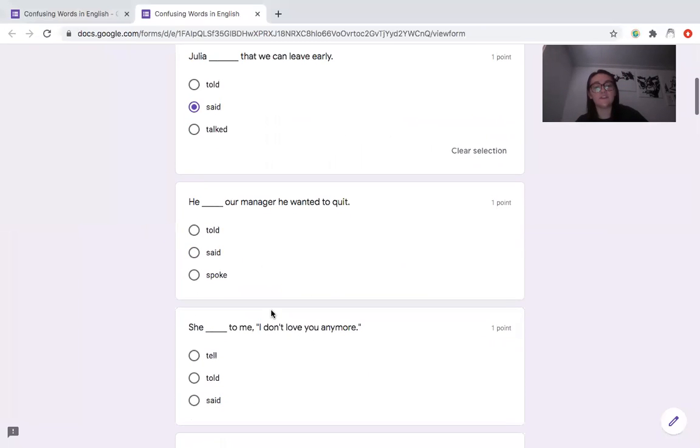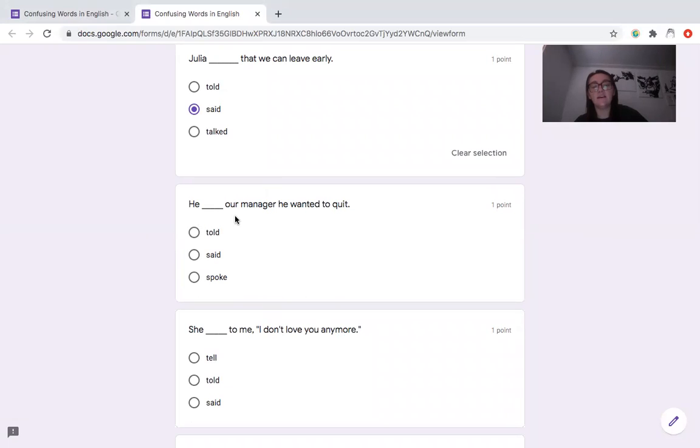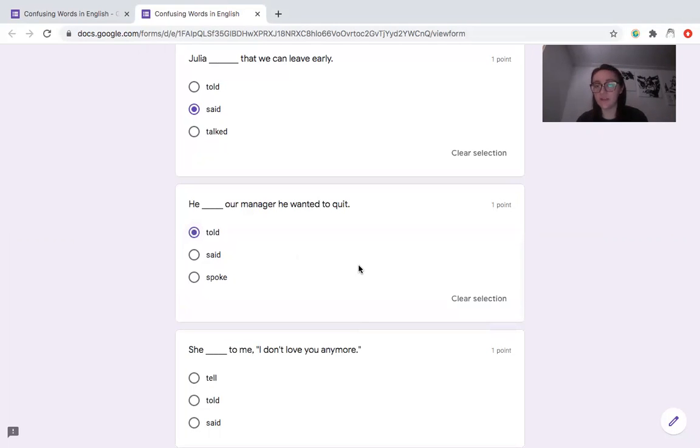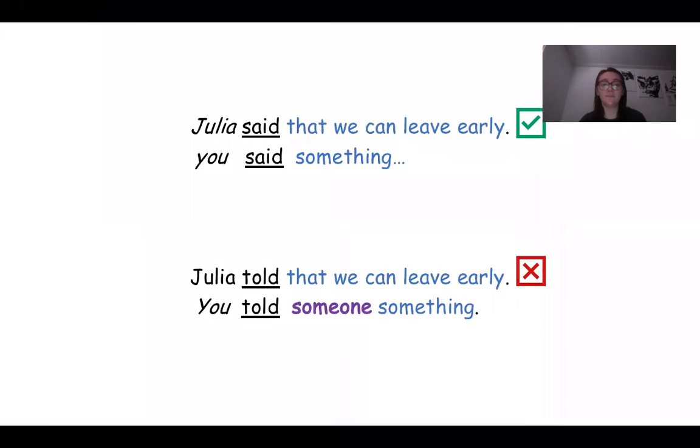Okay, so the next one, our manager, he wanted to quit. So again, is it told? Is it said? It should be said, right? Because the words that came out of his mouth were he wanted to quit. But it's told. He told our manager he wanted to quit, and this is why.